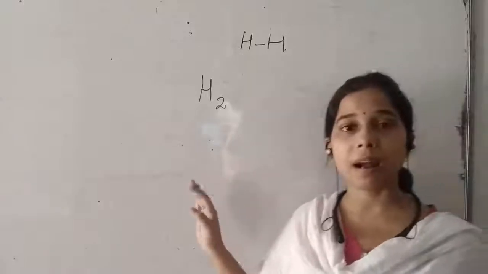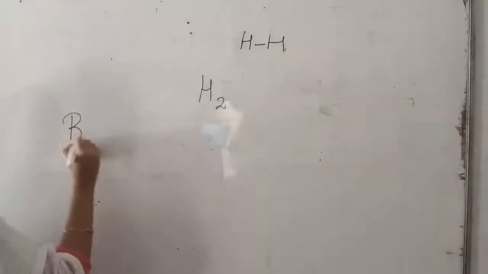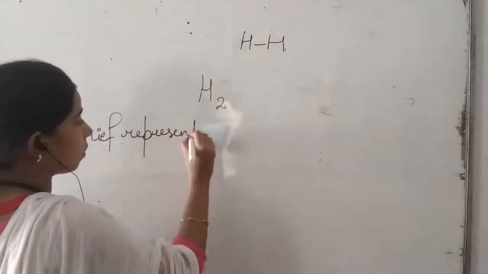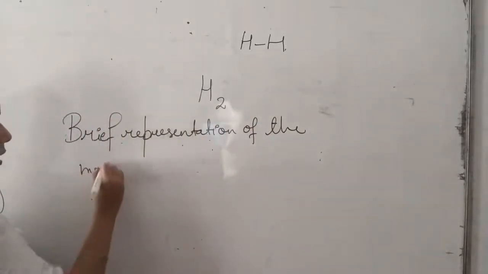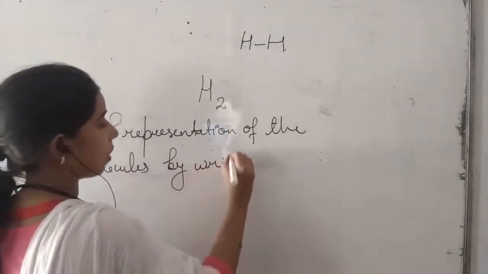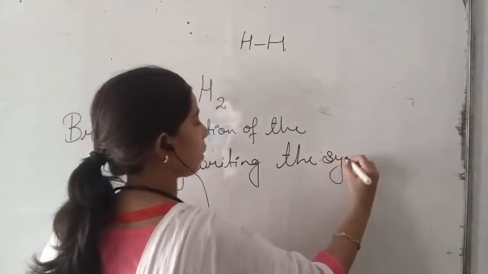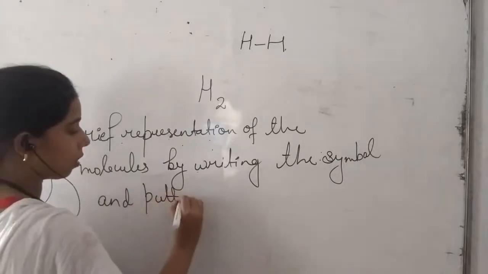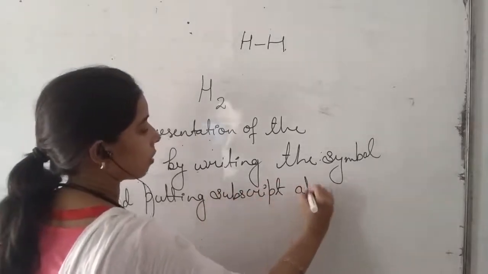So by this we can understand the chemical formula. The chemical formula, we can understand it as a brief representation of the molecule by writing the symbol and putting the subscript below.